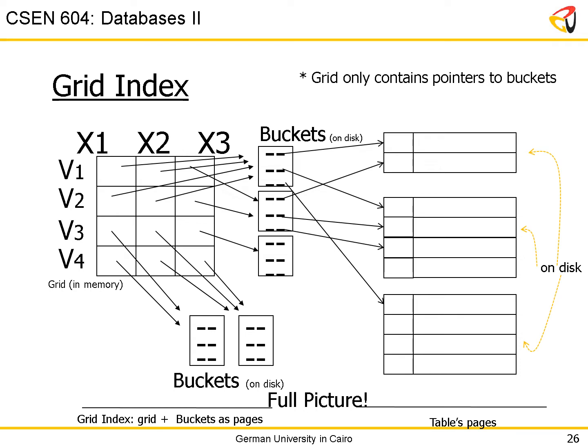Now, what you have inside each one of those cells in the in-memory grid is just a reference to a page. That is basically a bucket that has references to the different rows and the different pages in the table.